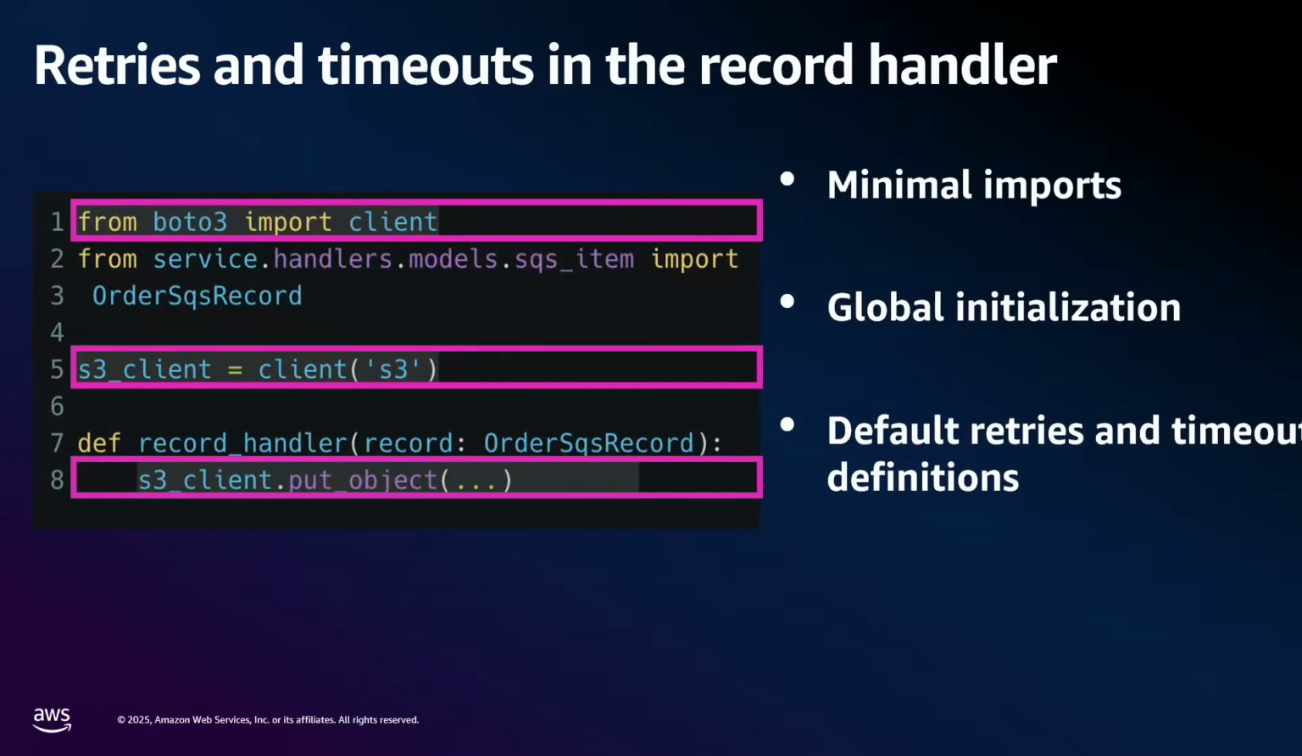So let's look at how we handle retries and timeouts. First, notice we're keeping our imports minimal. Once again, this helps with cold starts performance. And we're also setting up our global initializations here, which is more efficient than recreating these configurations for each invocation.